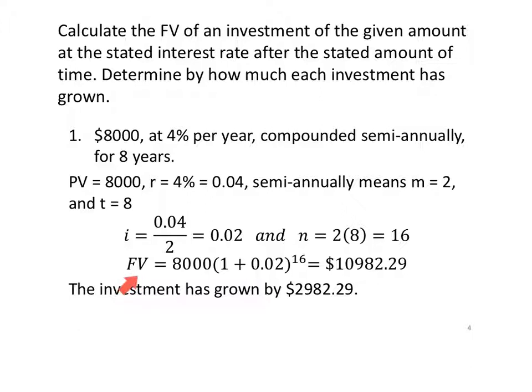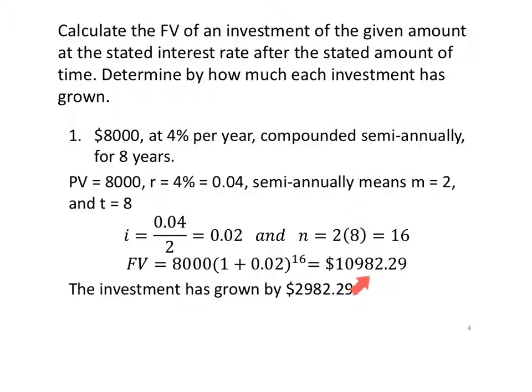Using my formula, future value equals PV, 8,000, parentheses, 1 plus I, so 1 plus 0.02, close parentheses to the power of N, so to the power of 16, and I'm going to put this entire thing in my calculator and let it take it. It'll do the calculation for you. You don't have to do it step by step. All calculators can do this. $10,982.29. Now keep in mind, we invested $8,000.